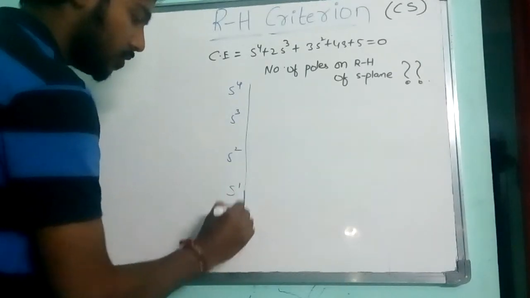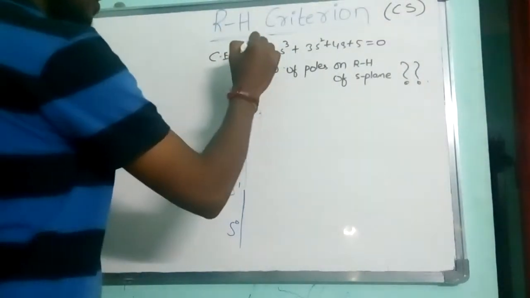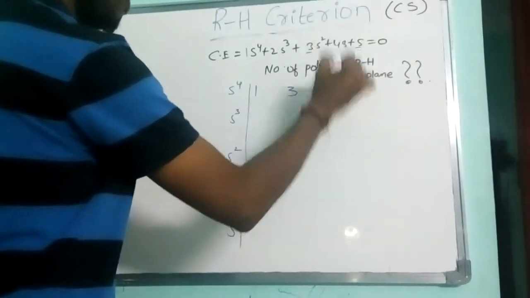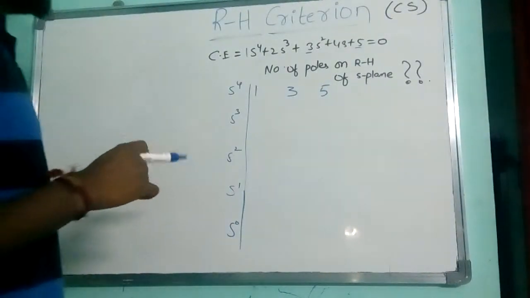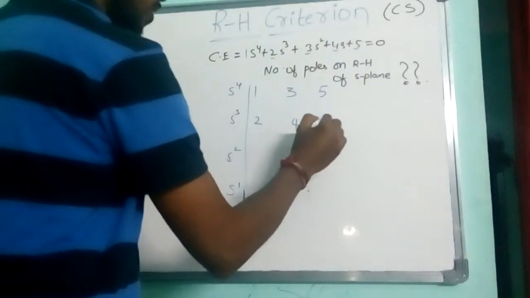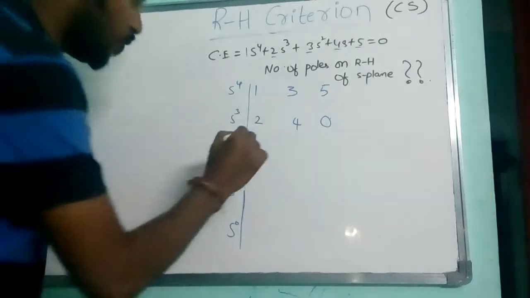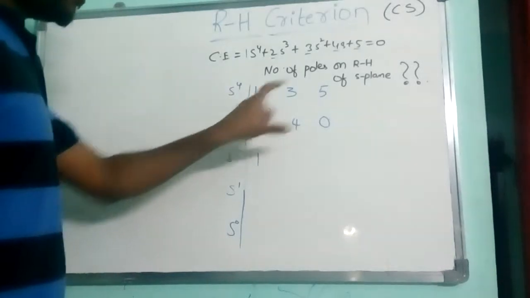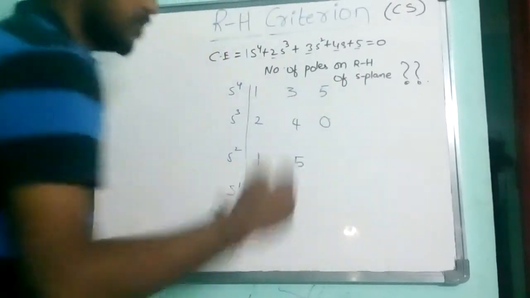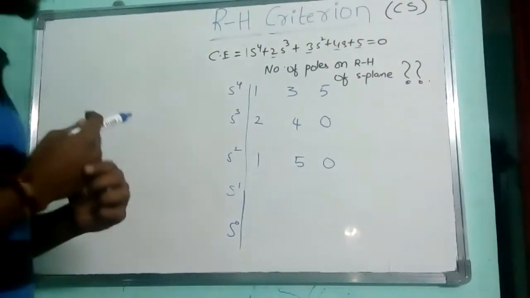Now for the first row, 1, and next is 3, next is 5. Next for the S cube row, 2, 4 and 0. Here 2 threes are 6, 6 minus 4, 2, 2 by 2, 1. And 2 fives are 10, 10 minus 0, 10 by 2, 5. Here 0, we don't have the value.